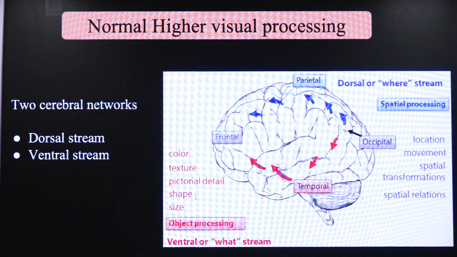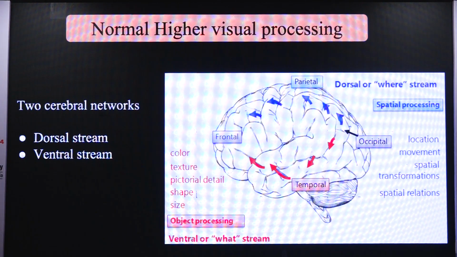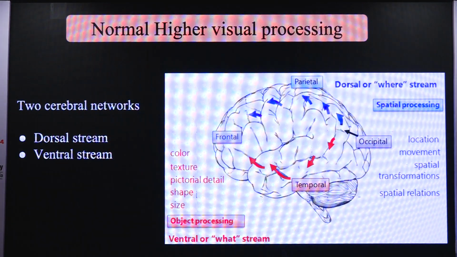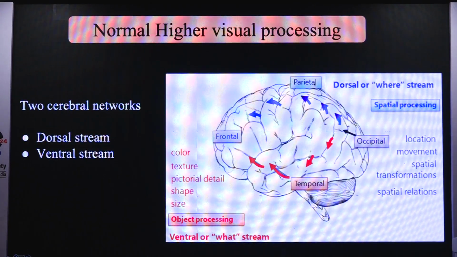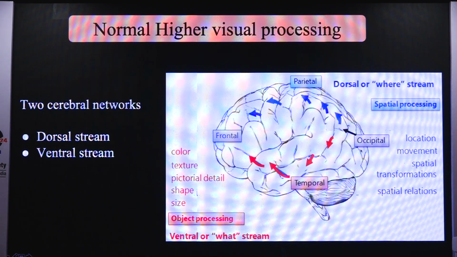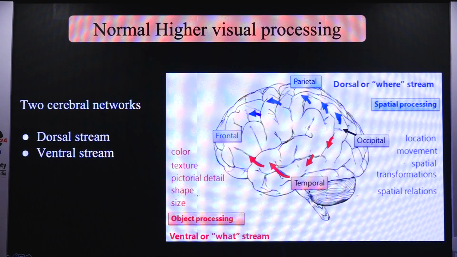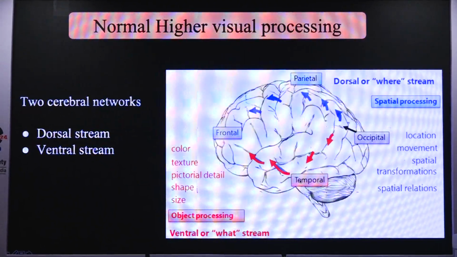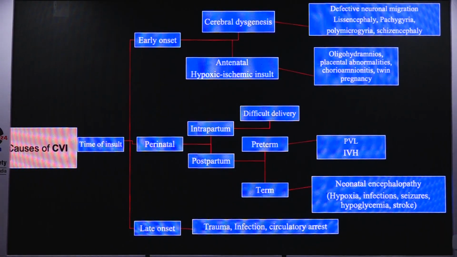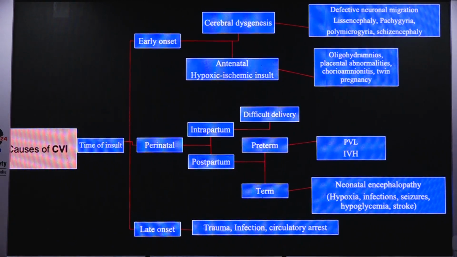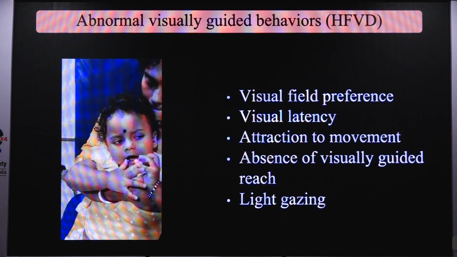So as Dr. Asmita has pointed out, we have two cerebral networks which deal with the higher visual processing. One is the dorsal network, which deals with the where. It is the occipito-parietal network, and it deals with the spatial processing. And we have the ventral network, which is the occipito-temporal network, which is the what processing, that is the objects and its shape and size. Now again, this is a revision. We have seen lots of causes of CVI, but the most common causes are hypoxic ischemic insult, neonatal hypoglycemia, and seizures.